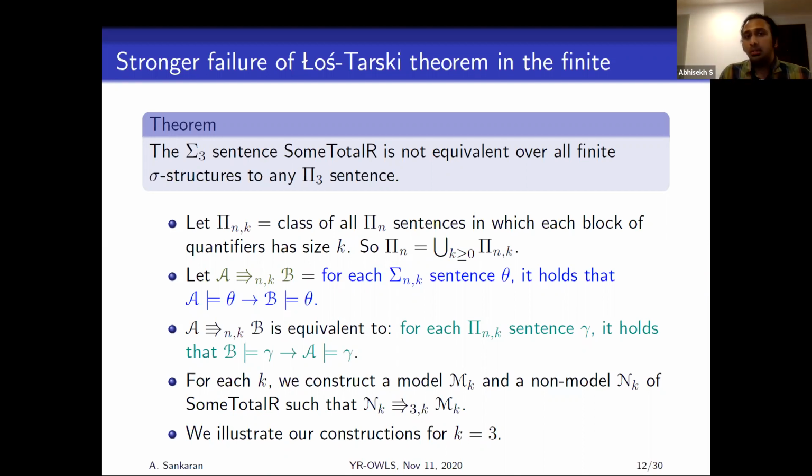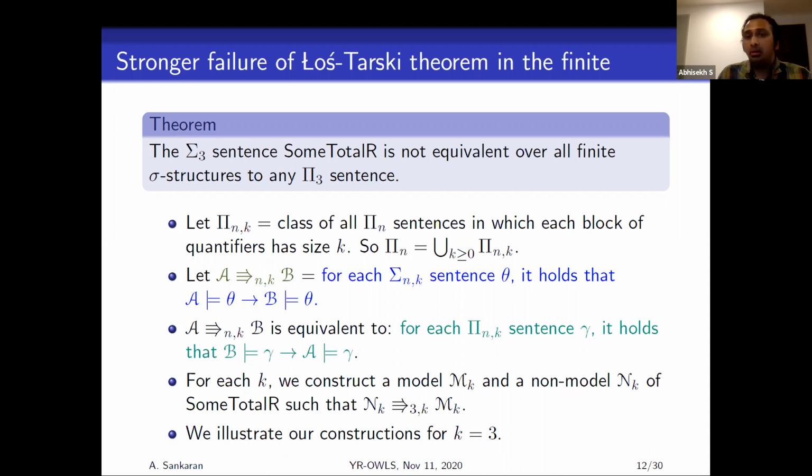Okay, so that's the condition, and counterpositively it can be seen to be asserting that A →n,k B is true if for every Pi n,k sentence gamma which is true in B, it is also true in A. This particular condition will be crucial for us, because what we are going to do is that for every k, we will construct a model Mk of some total R and a non-model Nk of some total R such that Nk →3,k Mk.